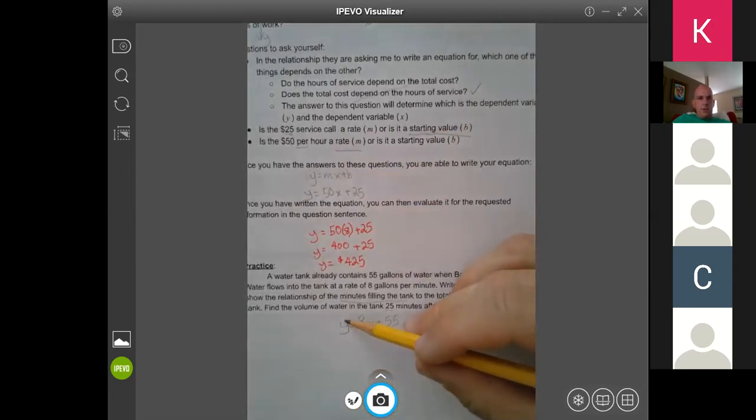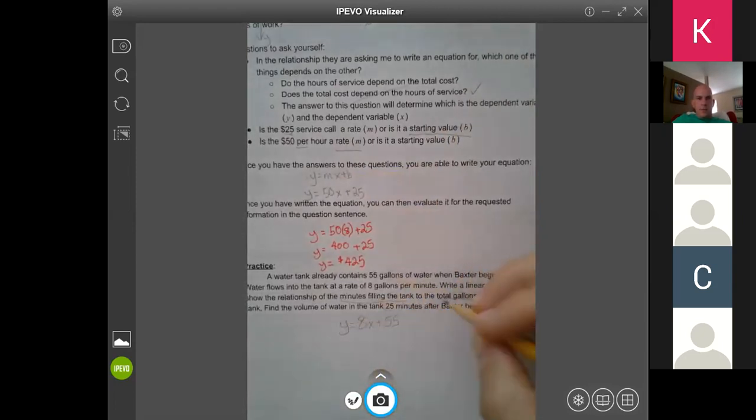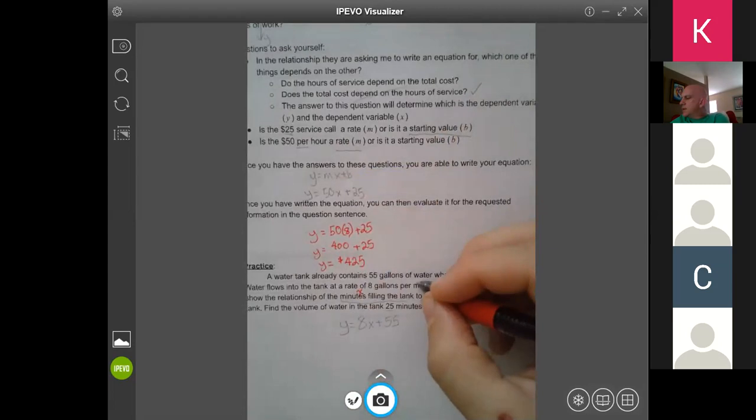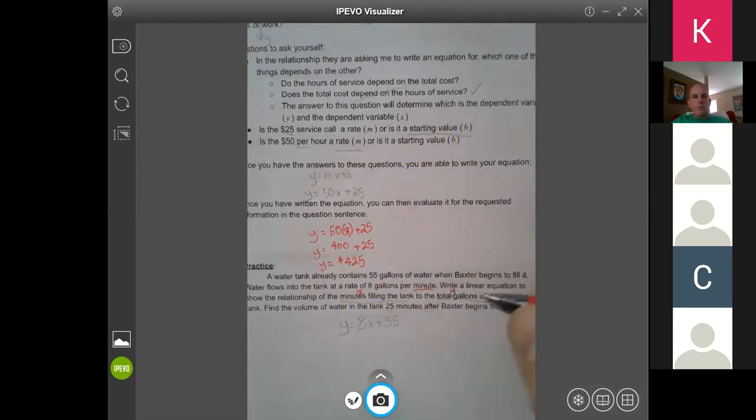So Y is our total gallons. Let me put that in red so we can see it a little better. This is our Y value on that one, and X is our number of minutes because we see it there as well in the per. All right, thank you, gentlemen.